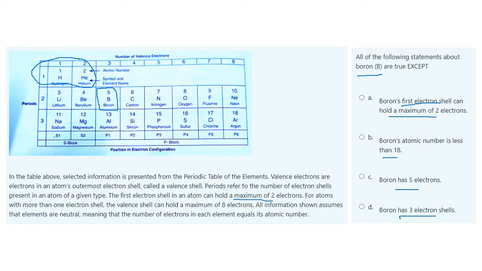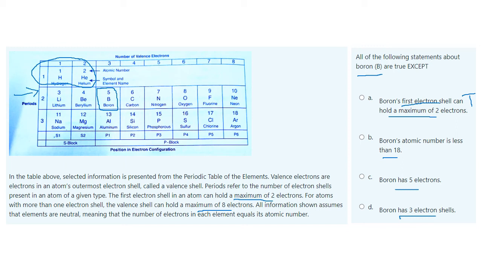So boron's first shell can have a maximum of 2 electrons. This is true. All first shells can have a maximum of 2 electrons. For atoms with more than one shell, the valence can hold a maximum of 8 electrons. So for period 2, there will be 2 shells.